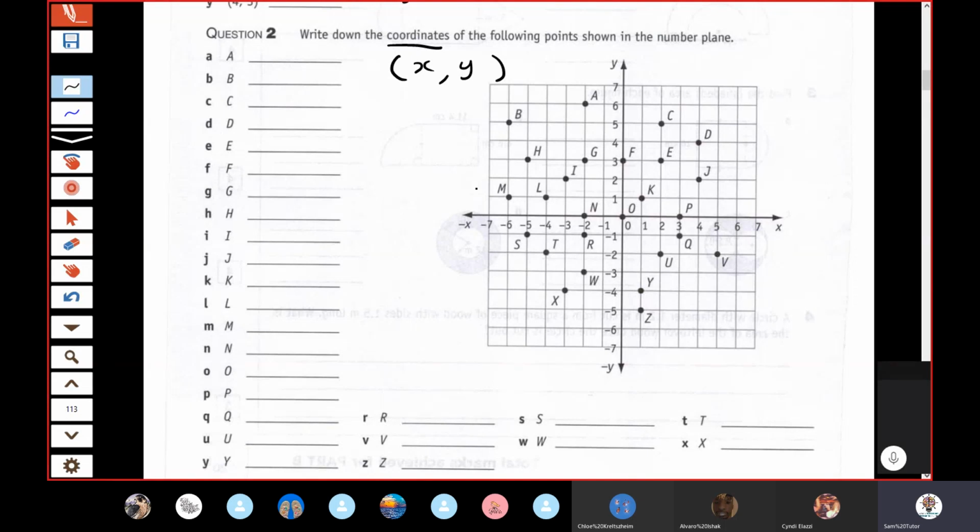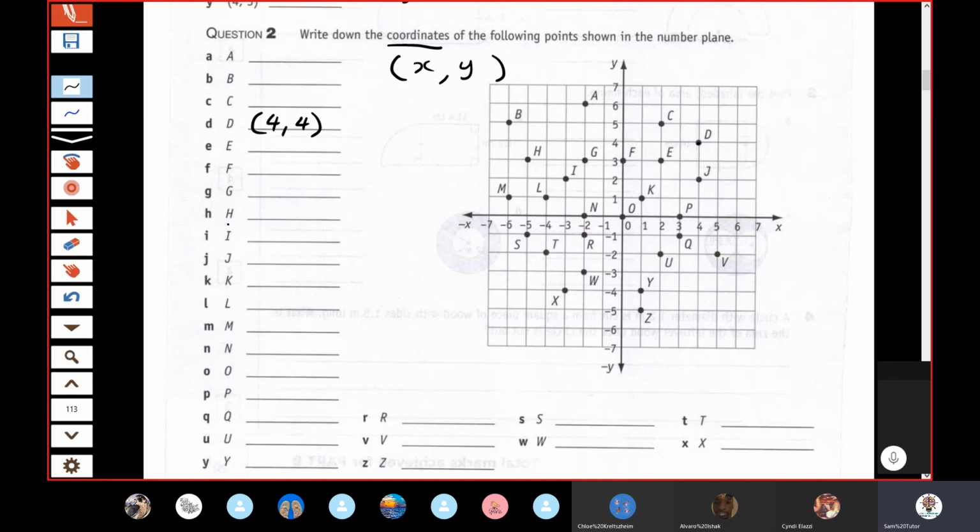So let's find D. D, where's D? There. Cindy, what's the x coordinate to D? 4, and the y coordinate? Yep, nice and easy. Bracket, 4, comma 4, close bracket.